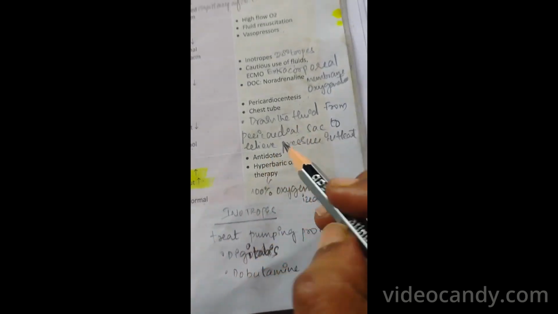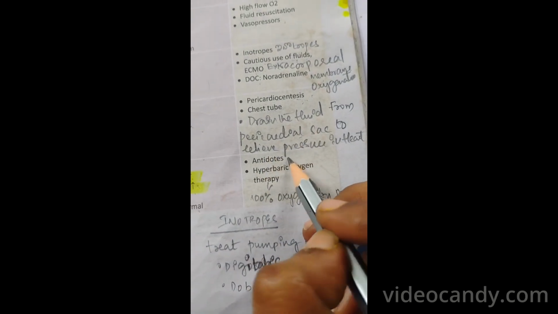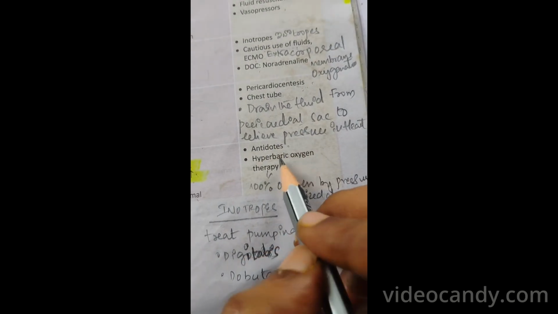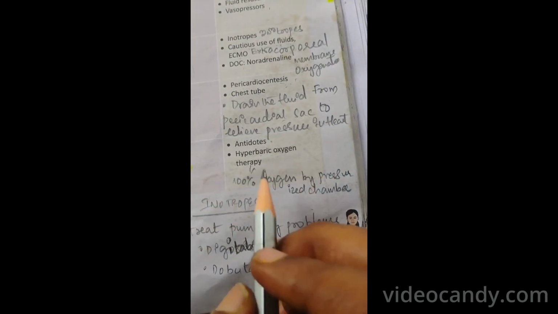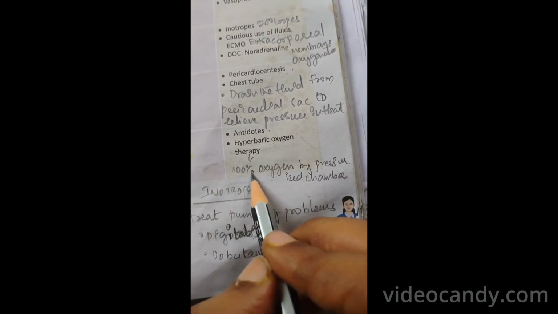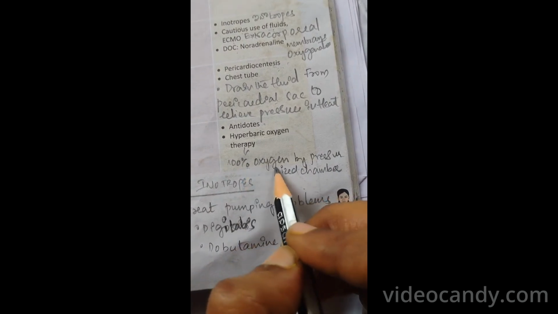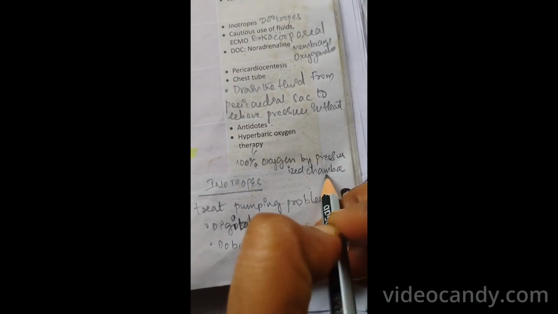Then the treatment: antidotes we need to give, and hyperbaric oxygen therapy we need to provide. By using this process, the patient gets 100% oxygen in a pressurized chamber. So this is the treatment for dissociative shock.